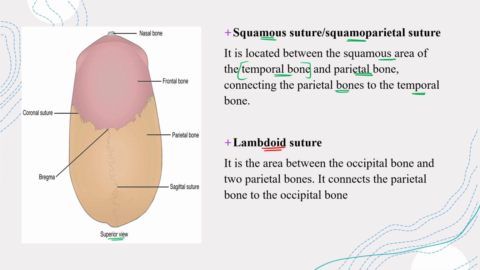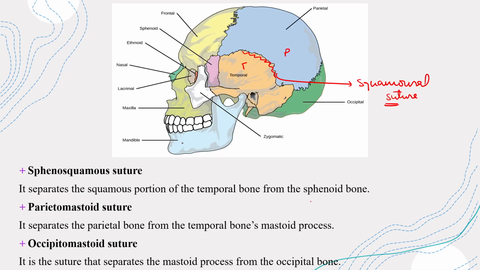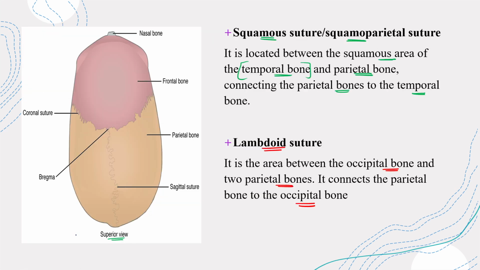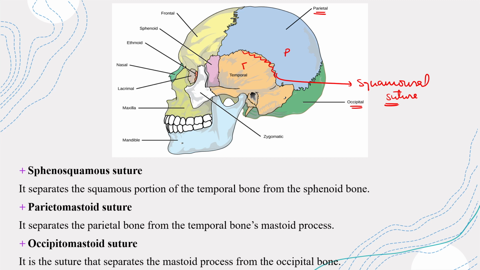Now the lambdoidal suture. The lambdoidal suture is present at the occipital bone. It is the area between the occipital bone and the two parietal bones, so it joins your occipital bone to the parietal bones. So this is your occipital bone and this is your parietal bone, and your suture is here. This is your lambdoidal suture.